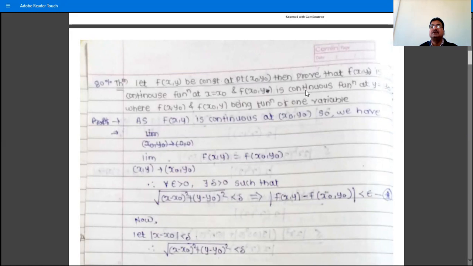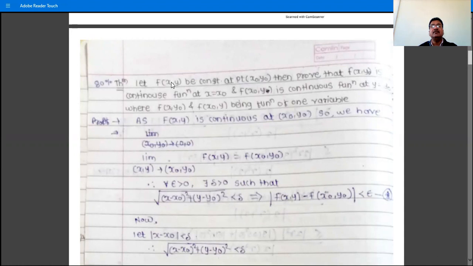This is a one variable function. And f(x naught, y) is continuous at y equal to y naught. Here f(x, y naught) and f(x naught, y) are functions of one variable, while this one is a function of two variables.